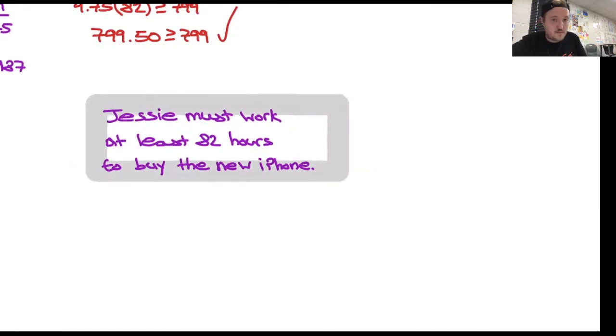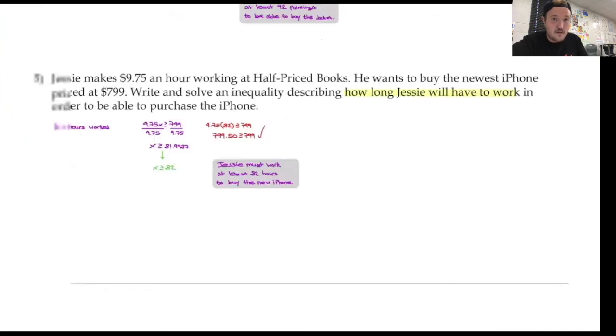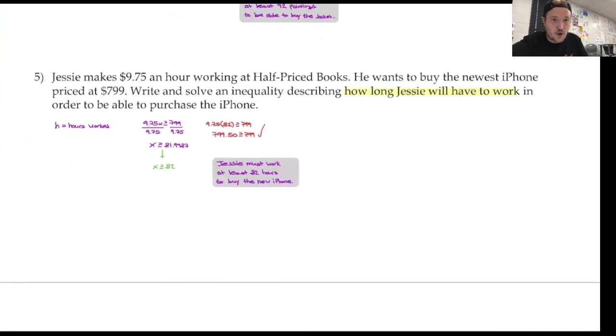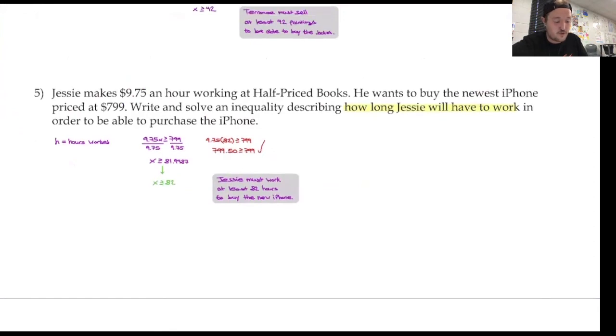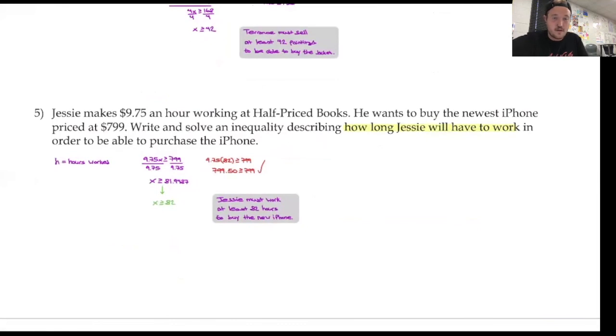So these are actually some pretty good applications too. Some of these can actually apply to you guys if you're saving up for something. Especially when you start saving up for a car, or if you're saving up for a new phone. Some of this stuff is actually really real life applicable. Just saying.